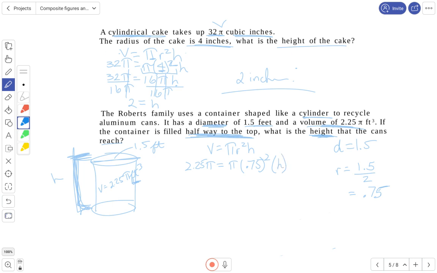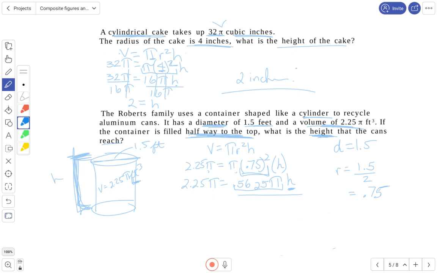Okay, so now I'm going to go through and simplify this a little bit. Just like in the problems before, we're going to leave pi as the symbol pi until the very end. So I am going to bring down the 2.25 pi equals, and multiply this out. 0.75 squared is 0.5625. Don't round because it's not your final answer, so make sure you write the whole thing out. Pi h. Now, the h is what I want to get alone, so I have to get rid of all of this.